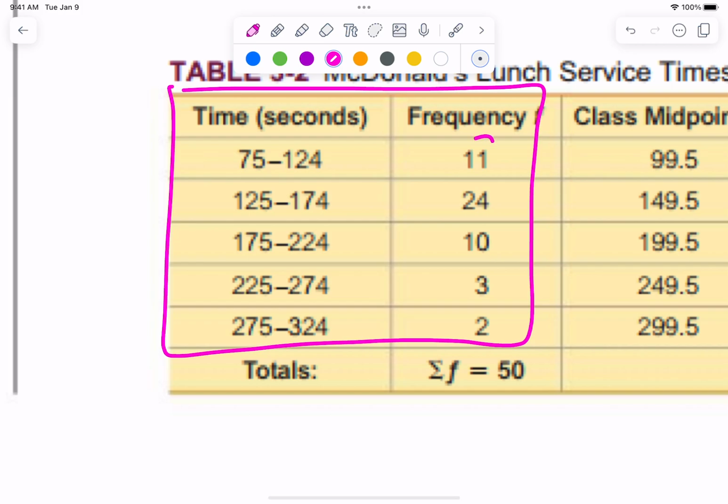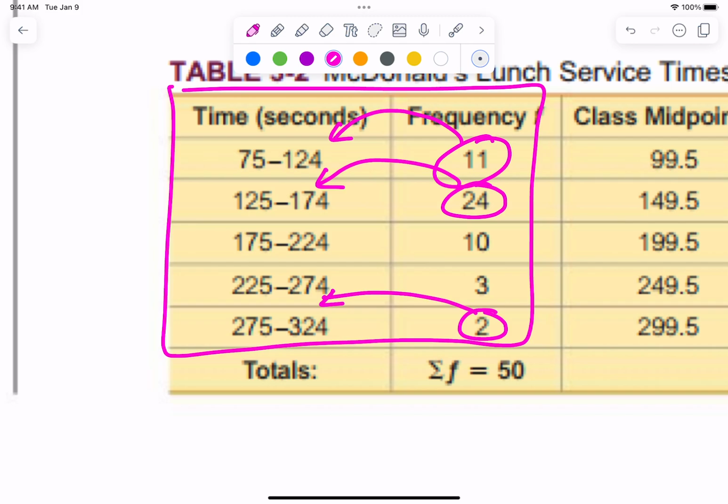Okay. I know that there are 11 orders that came in 75 to 124 seconds, right? I know there was 24 orders that came in here. There were 2 orders that took a really, really long time. I want to know the one number that gives me the average. How do I find that?